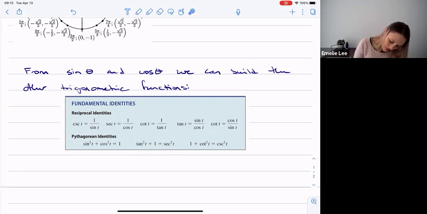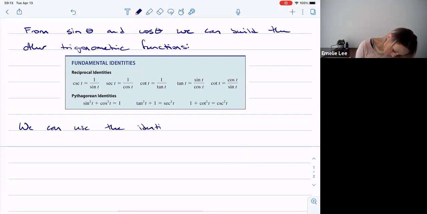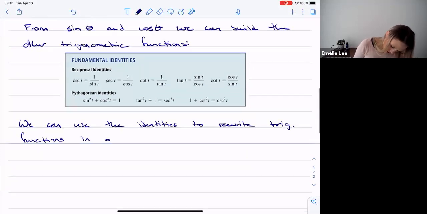But we can use the identities to rewrite trig functions in terms of other trig functions.